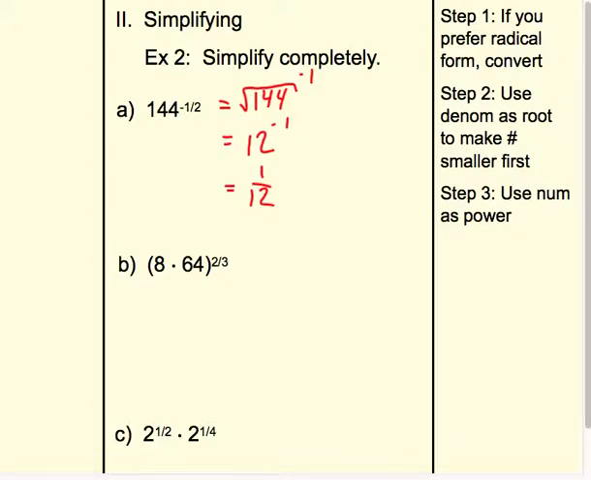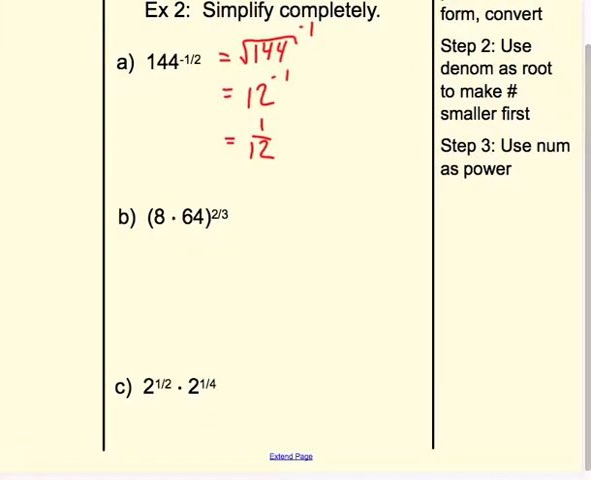Taking a look at part B, for this one, because there is no addition or subtraction inside the parentheses, I can distribute my exponent. If it's all multiplication and division, go ahead and distribute. If there's any adding or subtracting, you've got to use order of operations first. So this becomes 8 to the 2/3 times 64 to the 2/3. So I'm going to leave this one in rational form so that you can start to get used to how we work with these rational exponents.